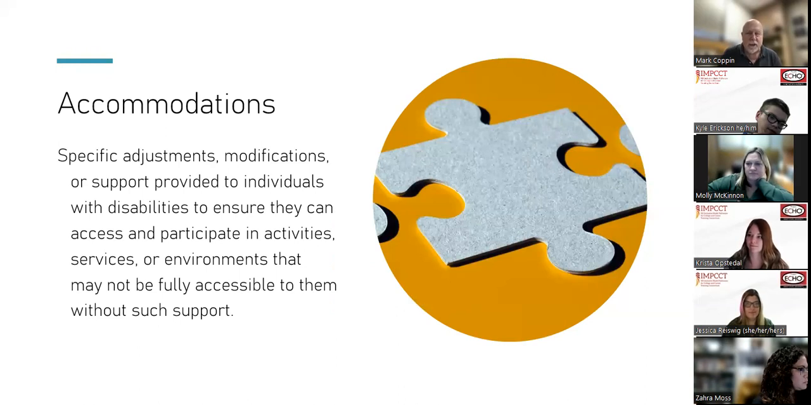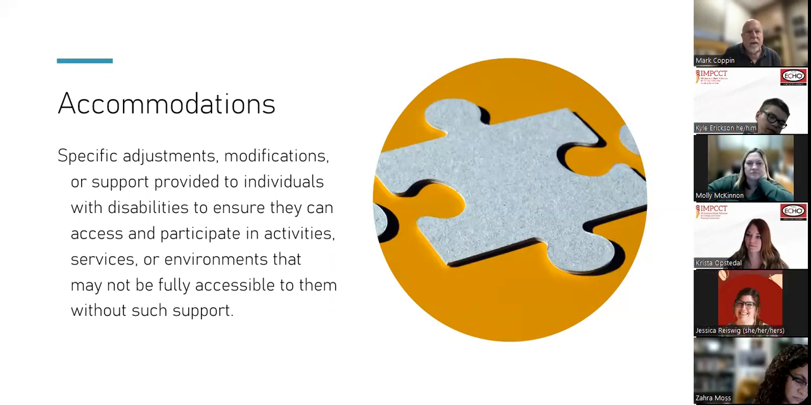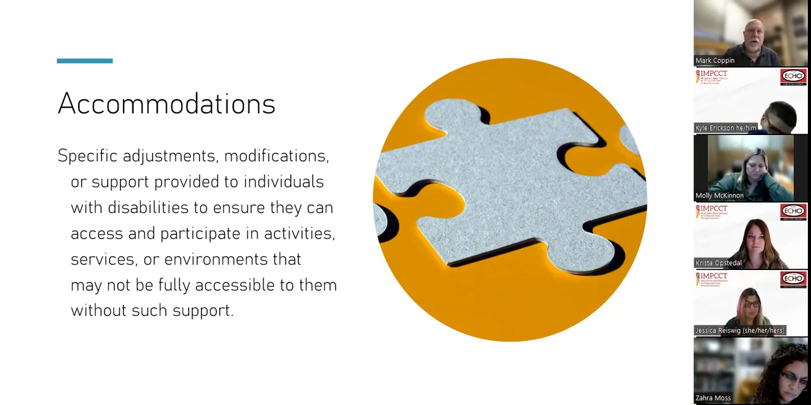When we talk about accommodations, accommodations are different than accessibility, because accommodations are very specific adjustments and modifications to support students with disabilities in a classroom, and ensure that they can access and participate in activities and services or environments that may not be fully accessible for them without such support. So these are what we call, again, accommodations. And they really are looking at what are the barriers in a classroom, what are the barriers in that curriculum that are preventing the students from accessing that curriculum. And then we provide accommodations to overcome that.